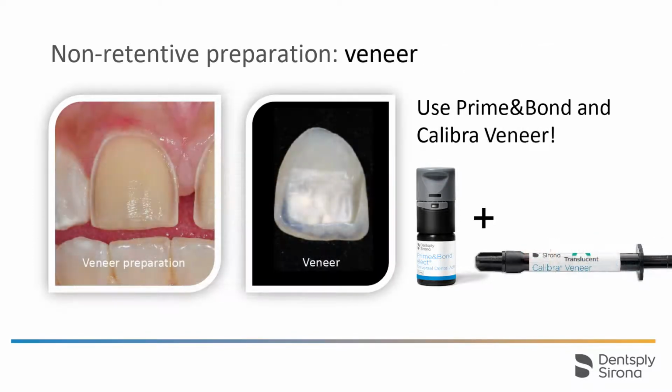Veneers are used for aesthetic correction of anterior teeth. Very often, they are made from silicate ceramic. Veneer preparations also offer only little retention surface. Adhesive cementation with Calibra veneer is recommended.